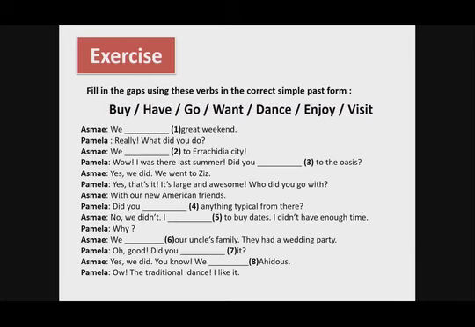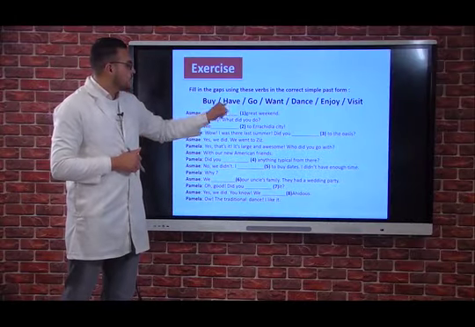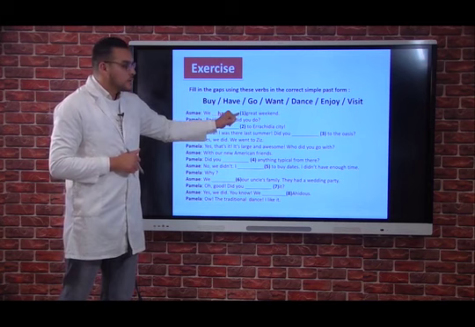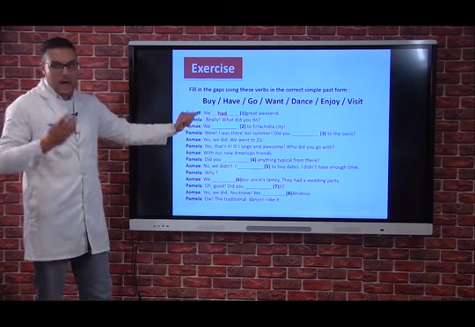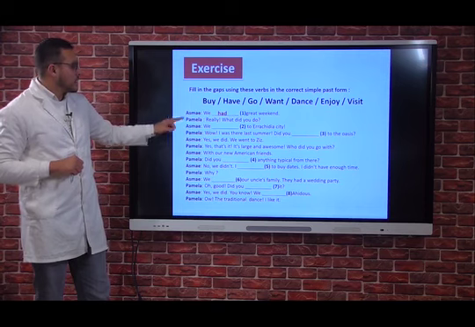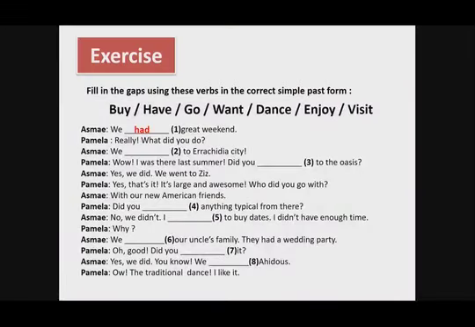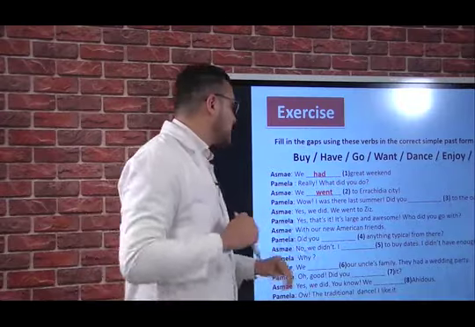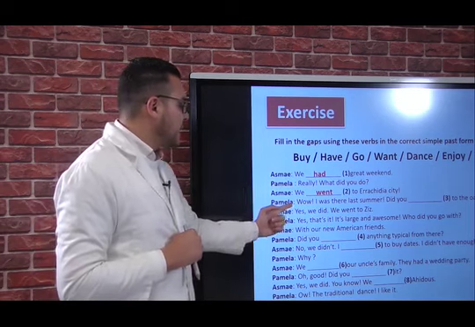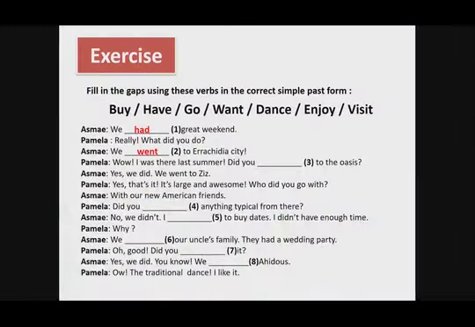In the first one, Asma said we, and here we are going to use the verb to have. So, we had a great weekend. Pamela said, really? What did you do? Number 2, we went to Rashidia city. So it's the verb to go in the simple past. We went to Rashidia city. Pamela said, wow, I was there last summer. Another time expression. I was there last summer.